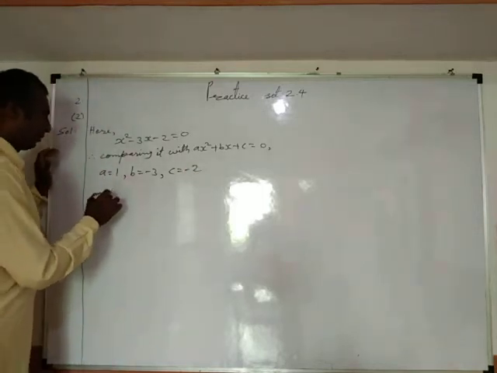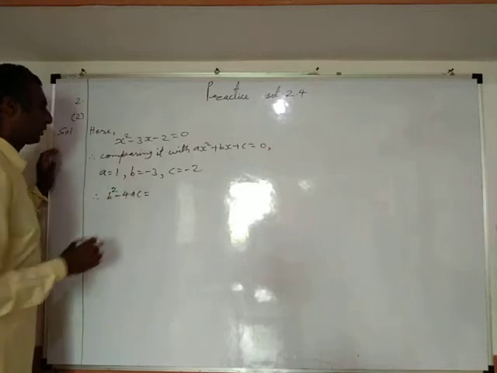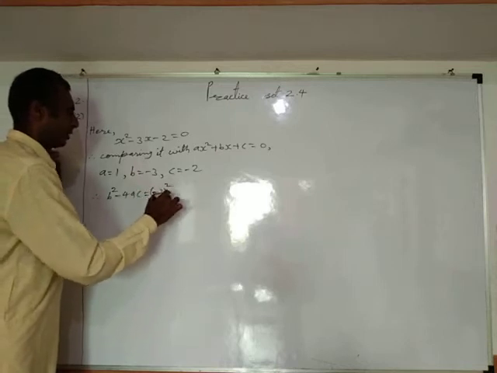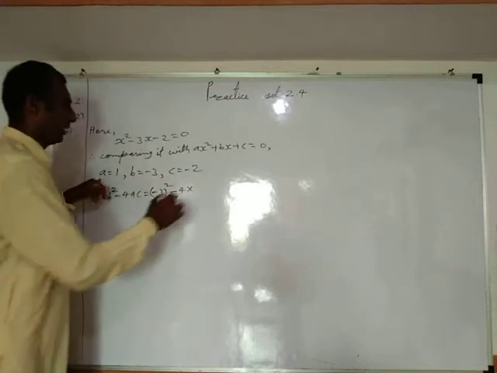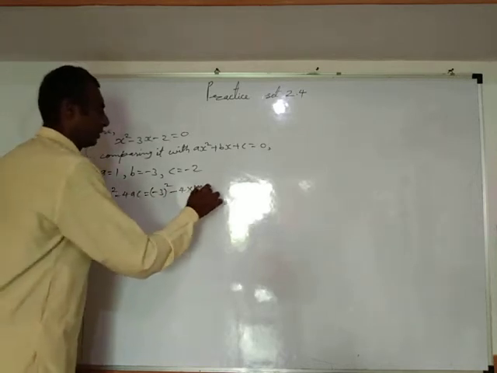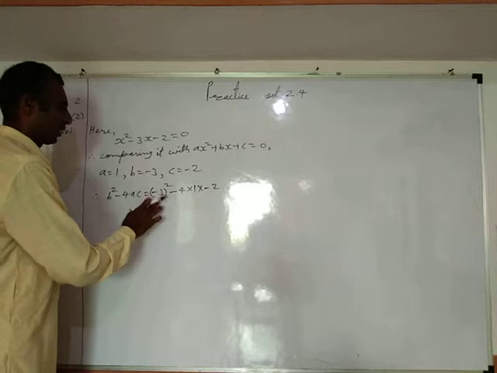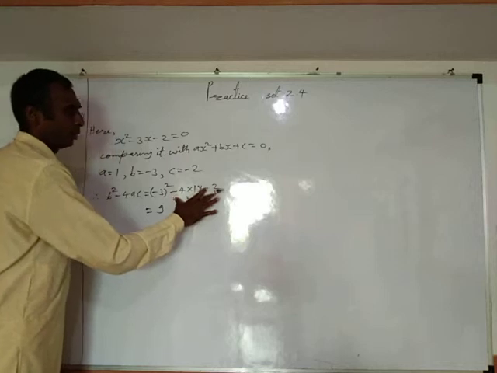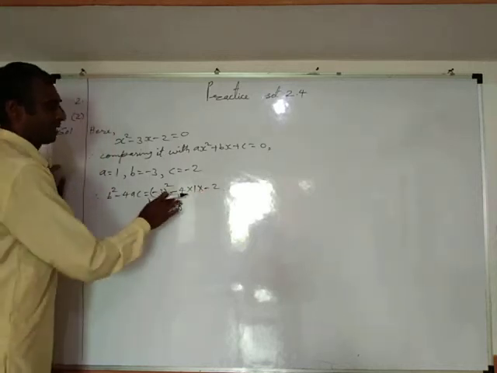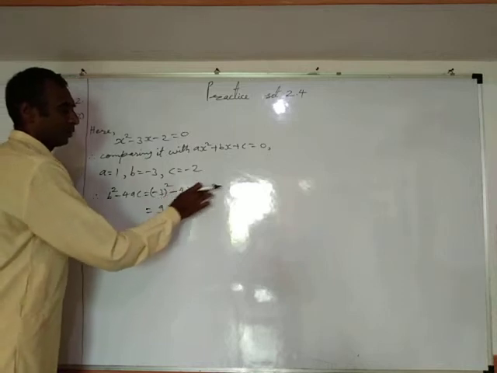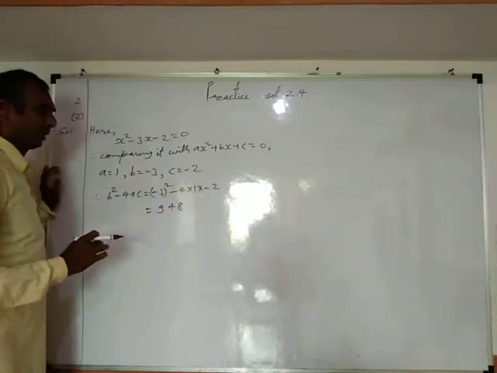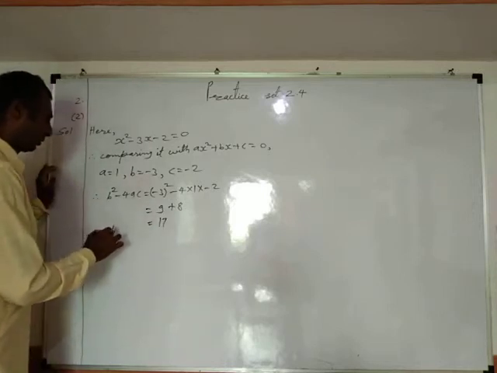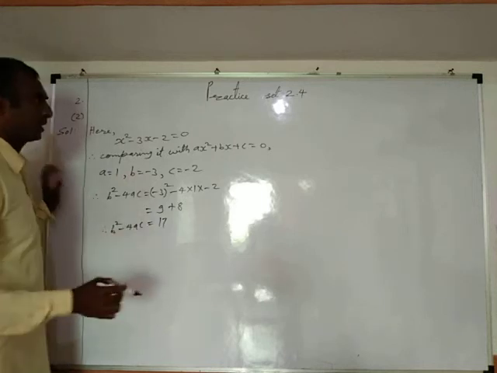Therefore, b square minus 4ac equals, value of b is minus 3, that's why minus 3 square minus 4 into value of a is 1 into value of c is minus 2, equals square of minus 3 is 9, minus 4 into minus 2 plus 8, because minus into minus is plus. 4 2s are 8 and 8 into 1 is 8. That equals 9 plus 8, 17, and therefore b square minus 4ac equals 17.